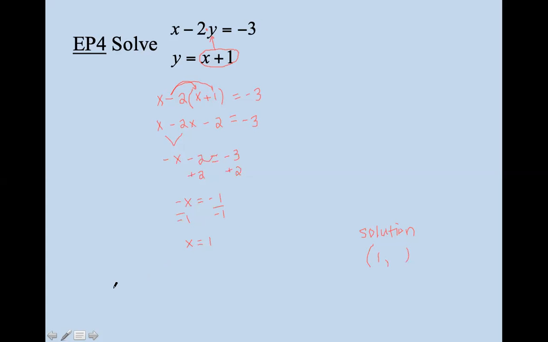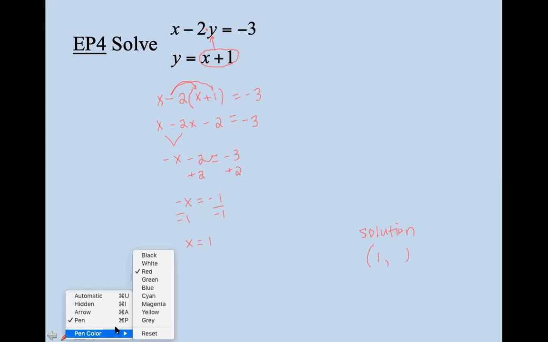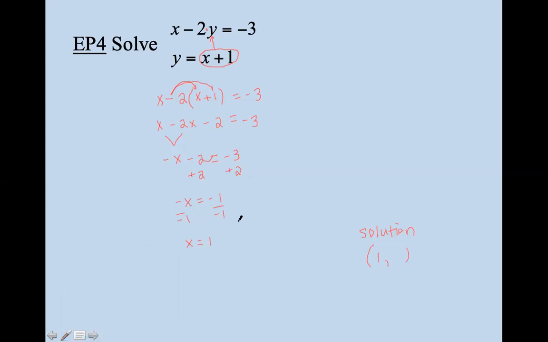All right. Again, at this point, I'm going to switch colors. I'm taking this value of 1 because that's what x is equal to. And I'm going to replace x. And it doesn't matter which equation. It's just handy that this one has y all by itself. So I'm going to replace that x with its value, which we just found out was 1. So y is equal to 1 plus 1, or 2. All right, so my solution is the ordered pair 1, 2.